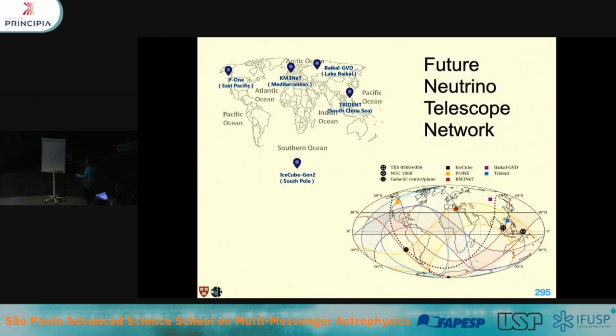Okay, so the future is bright in neutrinos. We hope to have a neutrino network of multiple neutrino experiments over the next decade with a good coverage of the whole neutrino sky.